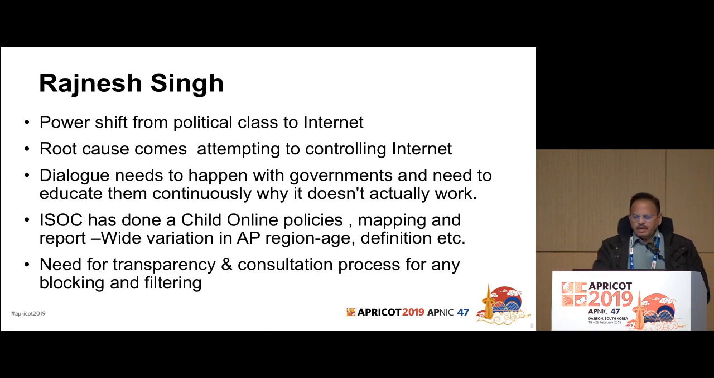ISOC cited an example of child online policies mapping and a report done in the AP region, where there were large variations in how age is defined, in what age a child is and what age needs to be protected. He said that when there is no unanimity on a single issue in online child protection policies, there will surely be variation on many of the other issues in society. So he suggested more transparency and a consultation process for any blocking and filtering made in the system.